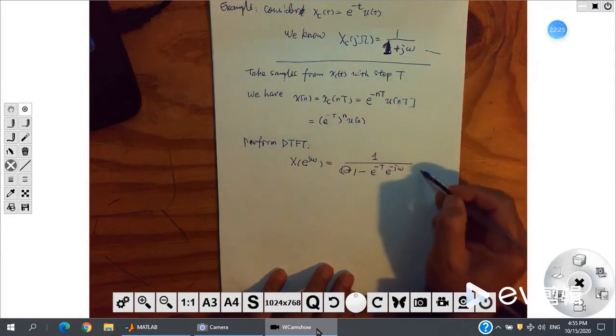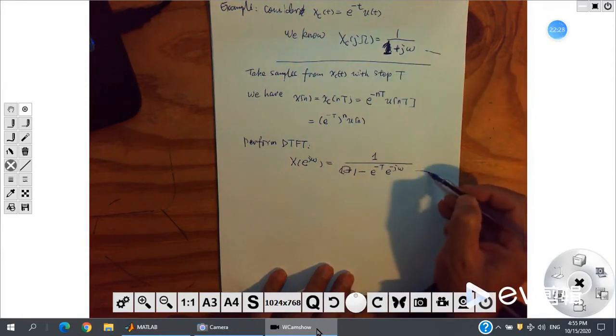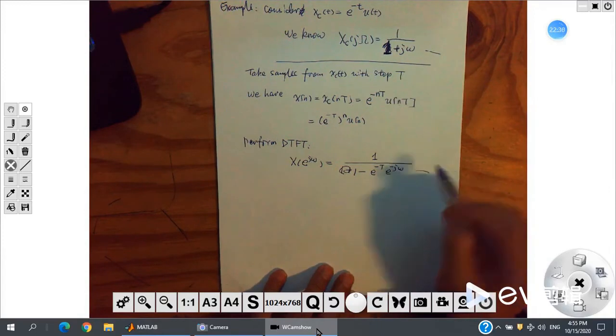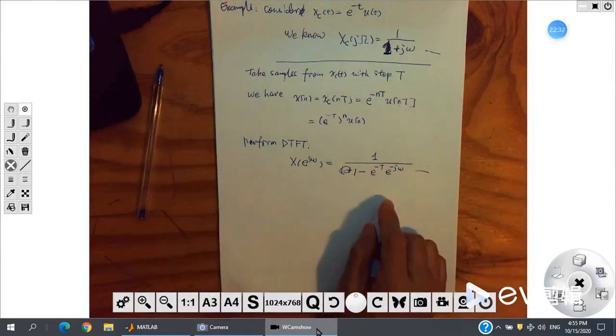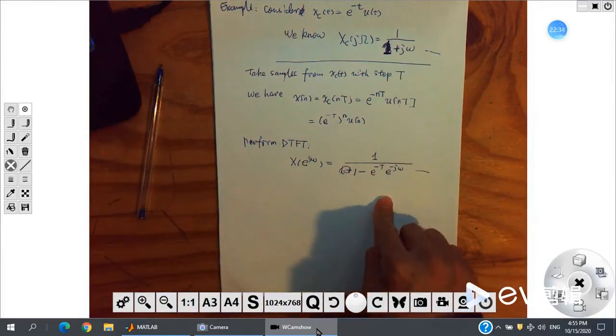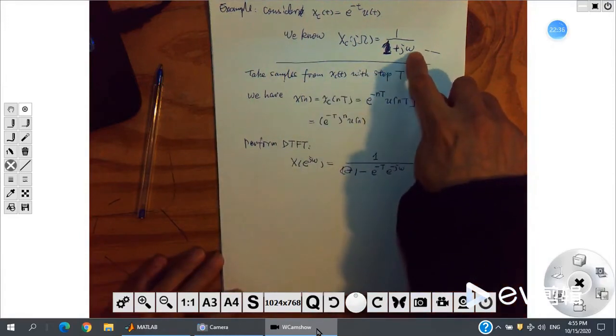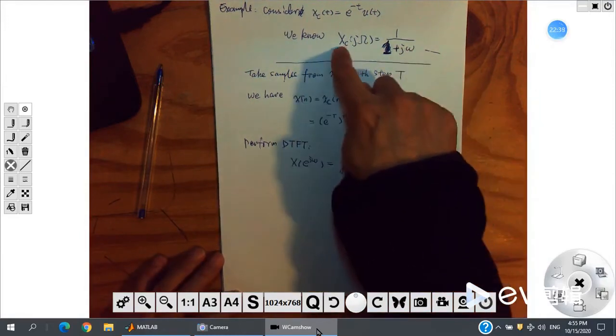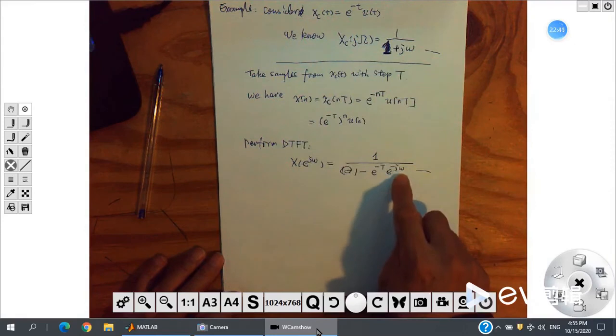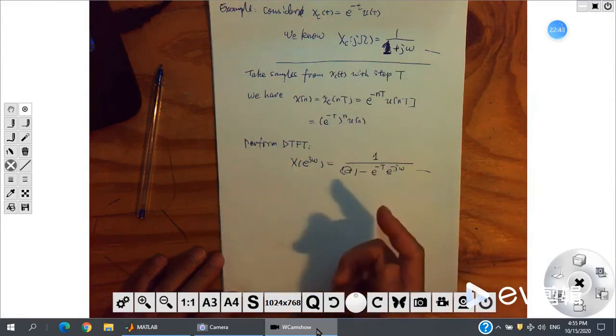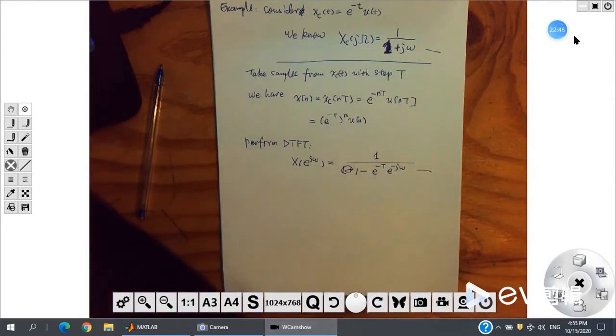Try to compare these two. How do they look like? Yeah, you can calculate it by computer. If you want to work by hand, you try different omega values, you plug in, then you have this value. Different omega values, you can have this value. You can have the graph. And here we can use computer to do this thing.